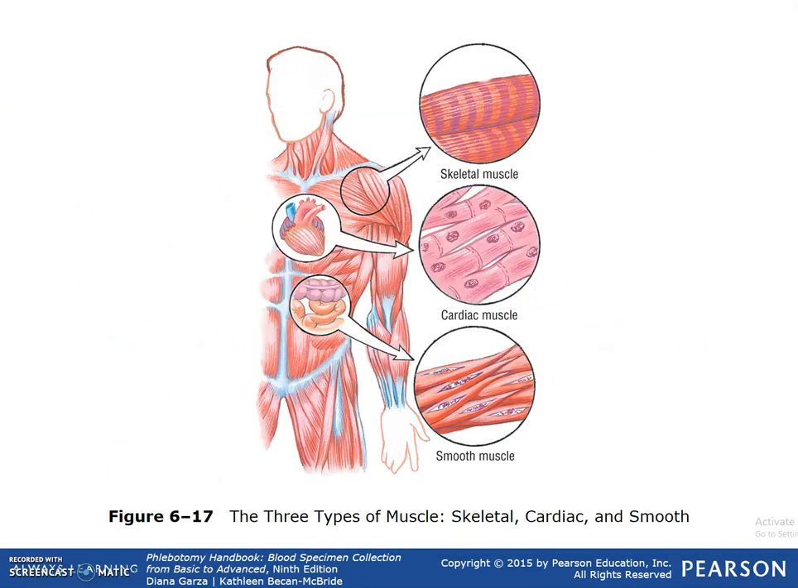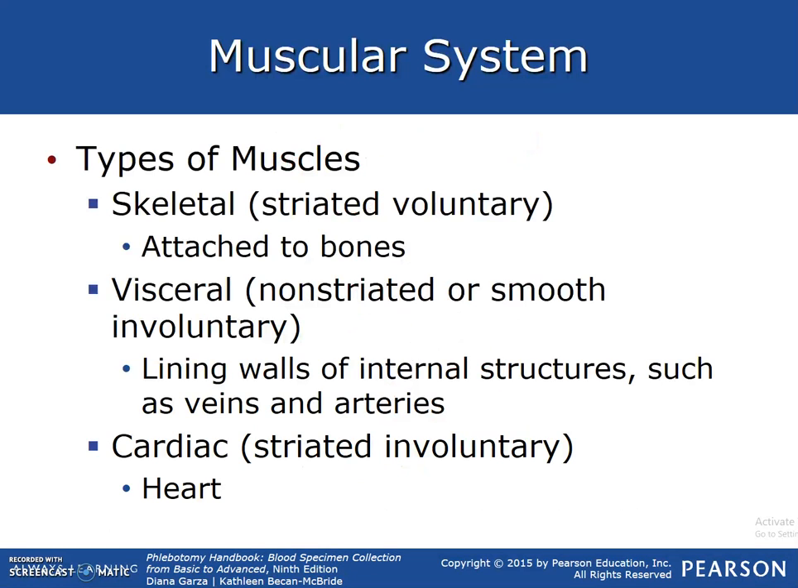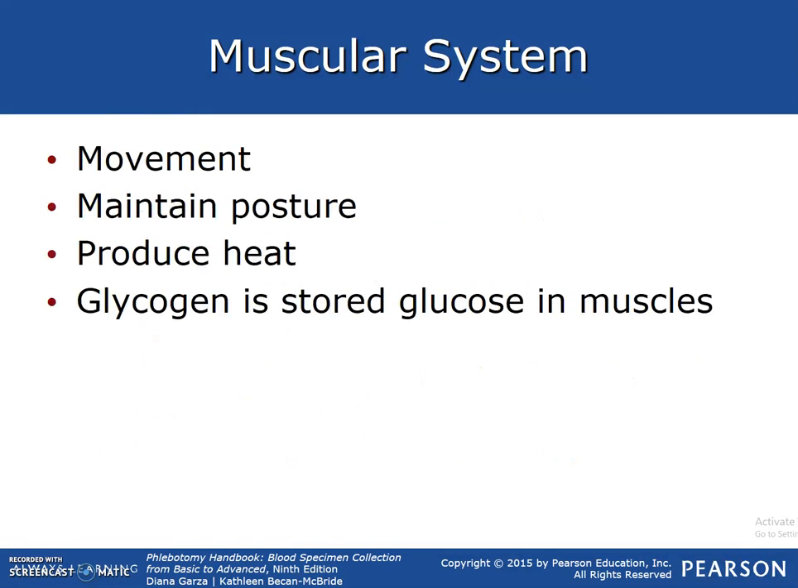There are 3 types of muscles. They're skeletal, cardiac, and smooth. Skeletal muscle is striated and voluntary, and it's attached to bones. Visceral muscle is non-striated, or smooth, and involuntary, lining the walls of internal structures such as veins and arteries. Cardiac muscle is striated and involuntary. So voluntary versus involuntary: with voluntary, we would have to physically move the arm to get the muscle to work, whereas with cardiac, we don't think about our heart beating. It's an involuntary reaction.